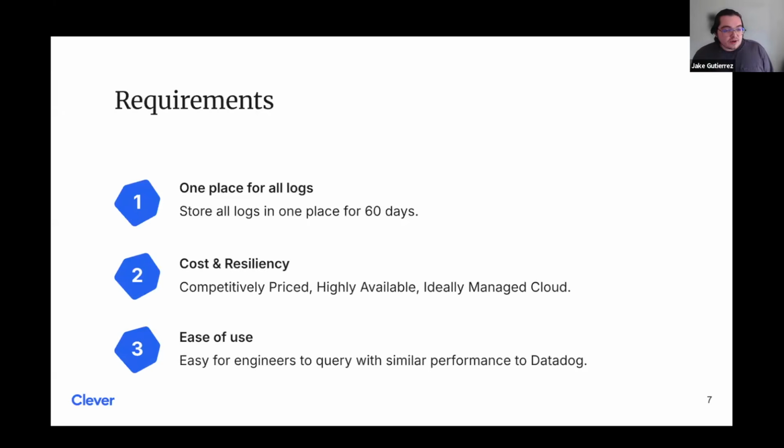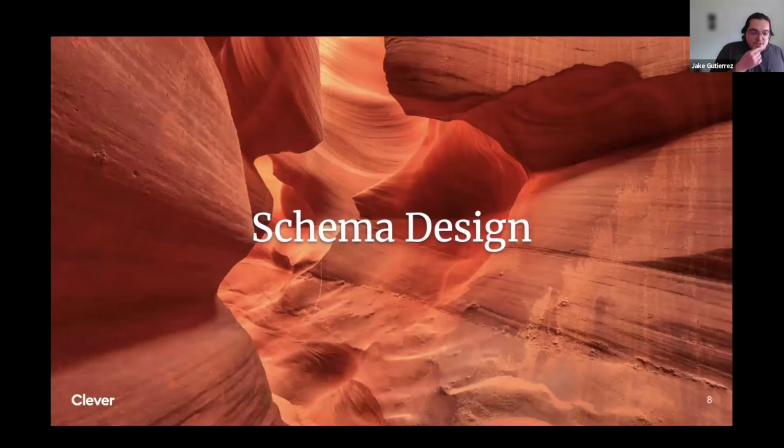So that leads us to our first requirement for a new logging solution, which would be one place for all logs for 60 days. And this can be challenging for some observability platforms in terms of costs. So we wanted something that was competitively priced and highly available, and ideally in a managed platform so that we don't have to bear that maintenance overhead. And lastly, we wanted this logging solution to be easy to use, just so that our engineers who are not too familiar with other types of SQL or anything like that, they just can use something very straightforward, similar to Datadog at a similar performance. And that leads us to our first thing, schema design.